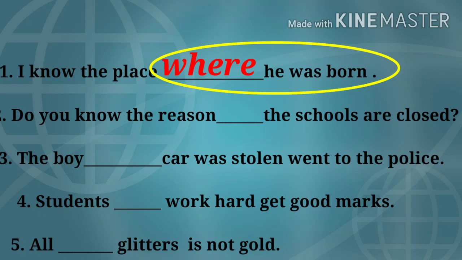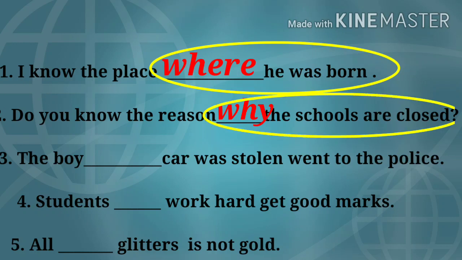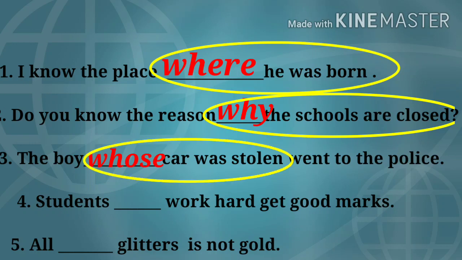Number 2, it's do you know the reason why the schools are closed? Alright, and here the relative clause is why the schools are closed. Number 3, the boy whose car was stolen went to the police. So the relative clause here is whose car was stolen. Number 4, students who work hard get good marks. And the relative clause here is who work hard.